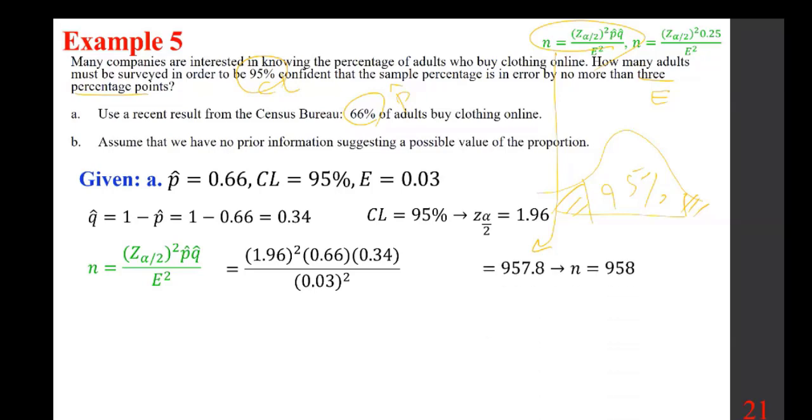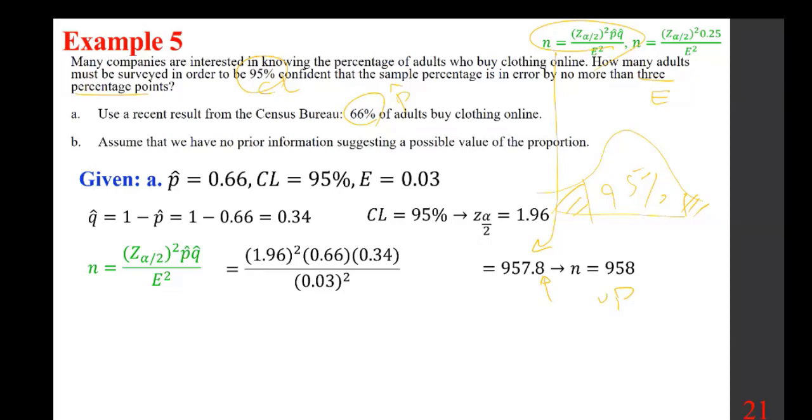Now, here's what I want everybody to pay attention to. Regardless of what you have here, you round up. In other words, if it's 957.1 or even 957.01, that is the minimum size you need to be on the safe side. You round up because the size must be a discrete value. You round up. Now, what about part B?